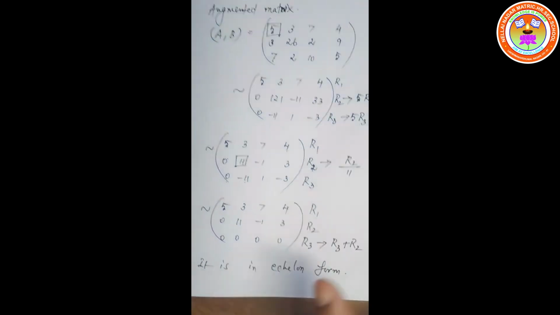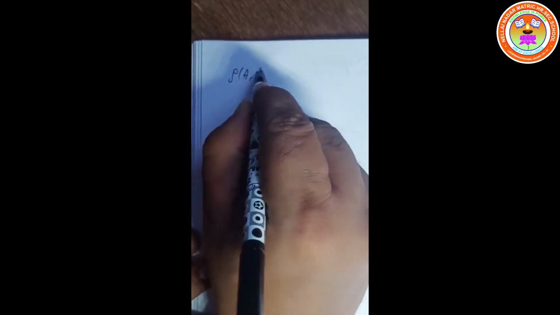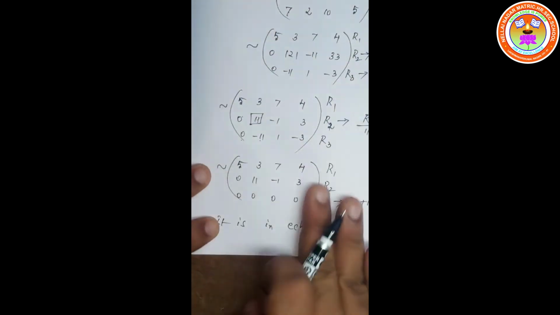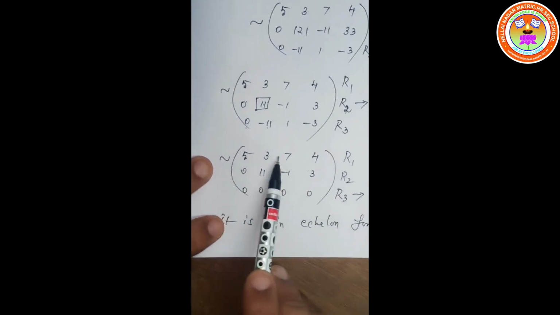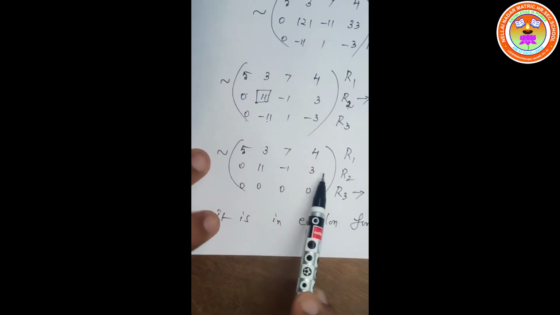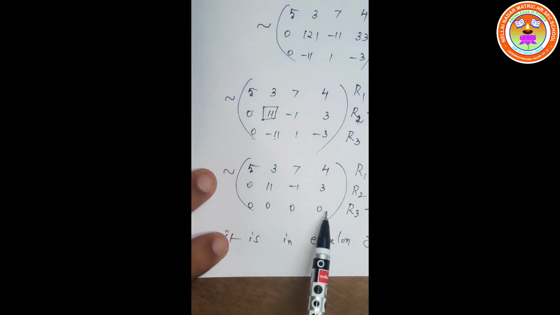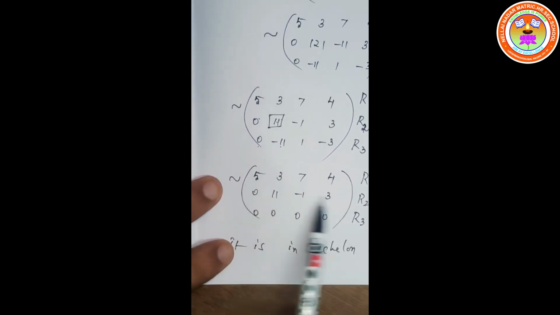Now you have to find the rank of AB as well as the rank of A. How to find the rank of AB? The entire matrix is the AB matrix, correct? How many non-zero rows can we count? This is one non-zero row. It is also a non-zero row. Look here, each and every element is 0 in the last row. So this is a zero row. You have to count only non-zero rows. So only 2 non-zero rows.